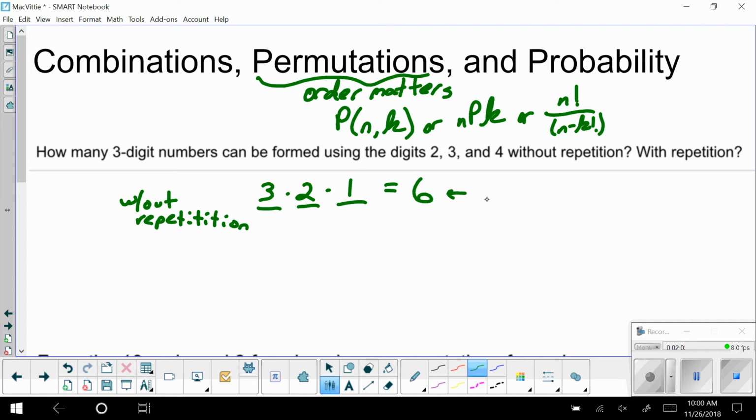Well, this would be the same as if I did 3P3, or depending on the notation that your professor used, where I have 3 items and I'm picking all 3 of them. That would also give me 6.